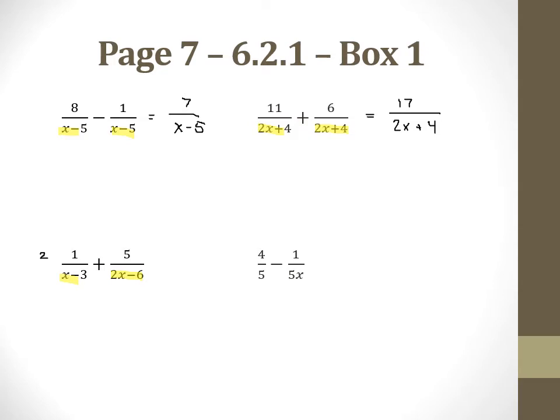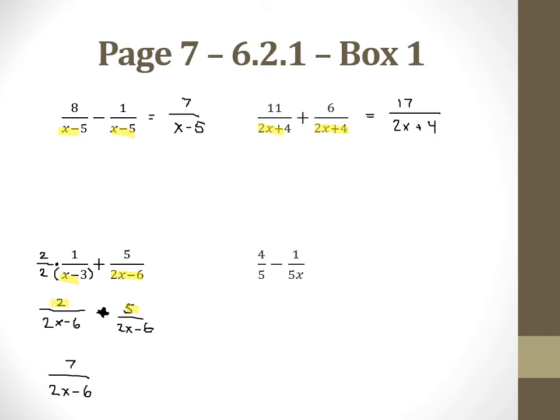So if I double it, if I multiply this first fraction by 2 over 2, then 2 times 1 is 2 in the numerator, and then I will have 2x minus 6 in the denominator, and that will be added to my second fraction, 5 over 2x minus 6. And now that I have the same denominator on both sides, I can just add the two together. 2 plus 5 leaves me with 7 over my common denominator, 2x minus 6.